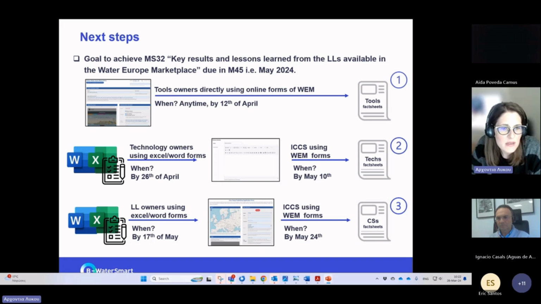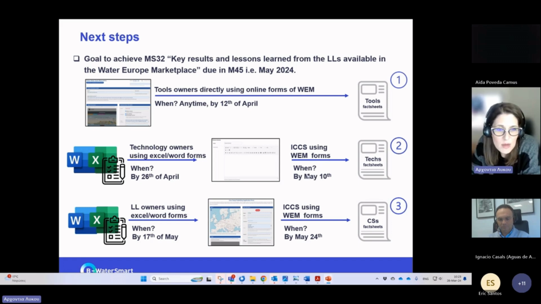Now, after that, we would like the technology owners to use some Excel or Word forms that will be sent to them and fill in the information about the missing technologies. And this is something that needs to be done by the 26th of April in order for us to have some time to upload the material in the marketplace.